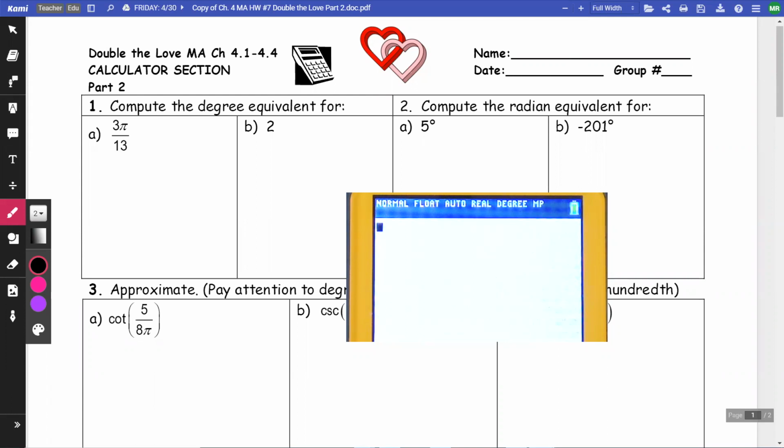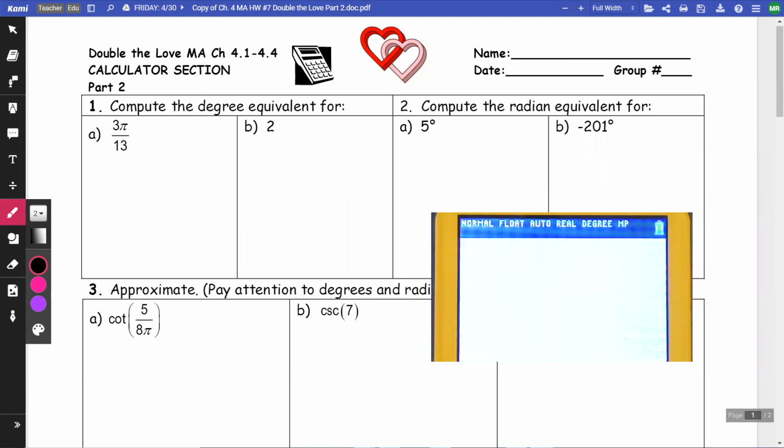So this video is on Double the Love, the calculator section that we had last weekend, just to make sure, again, we're feeling confident with doing the calculator portion for Monday's test. So they're asking us to compute the degree for each of the following.